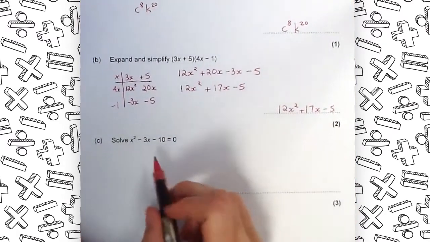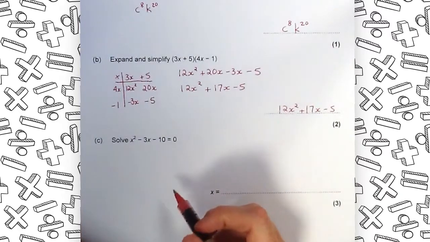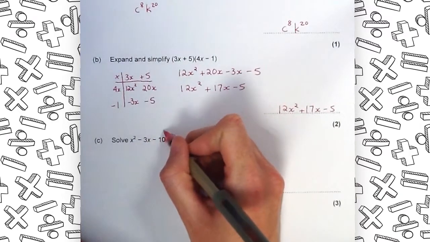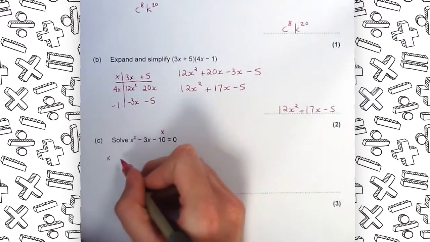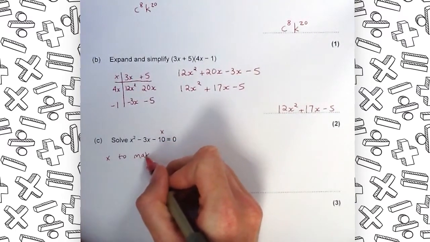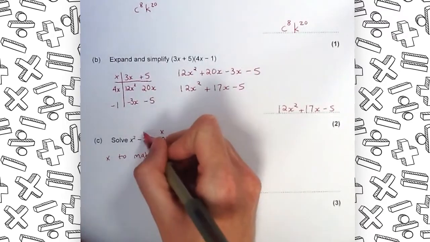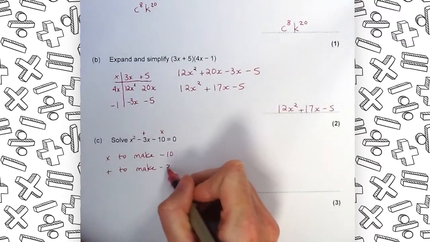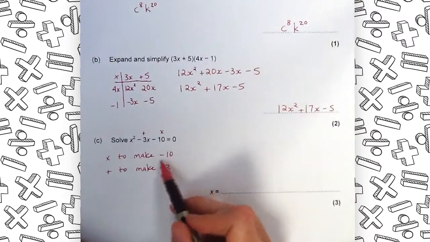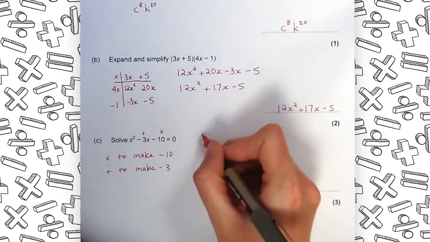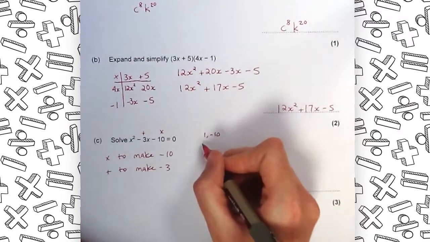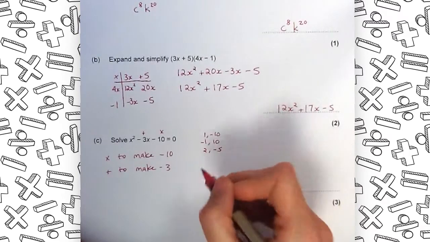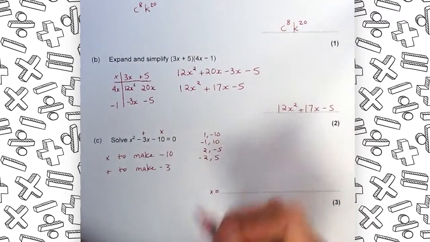The final question is solving a quadratic. I can see that we're looking for two numbers that multiply to make minus 10, but add to make minus 3. I'm going to start by listing the factors of minus 10. I could have 1 and minus 10, or minus 1 and 10. I could have 2 and minus 5, or minus 2 and 5.